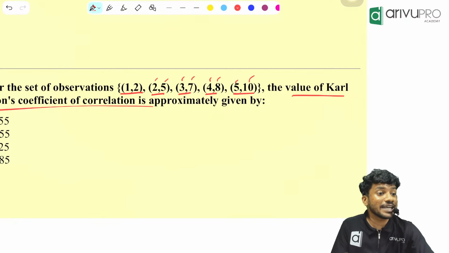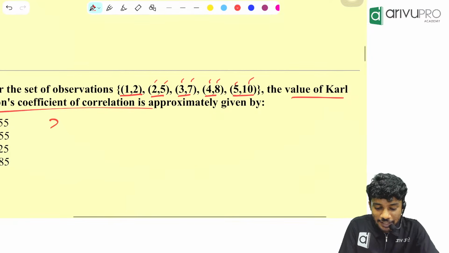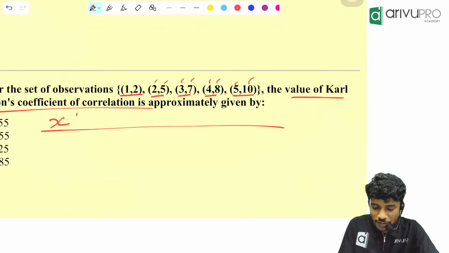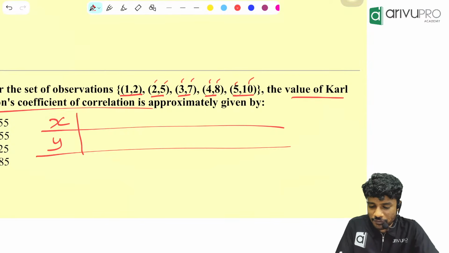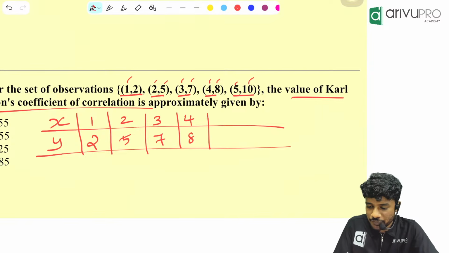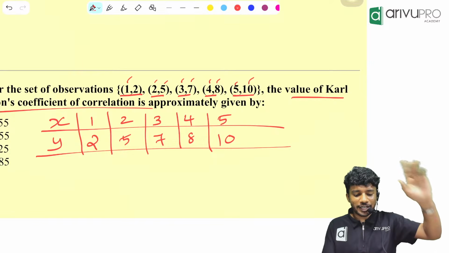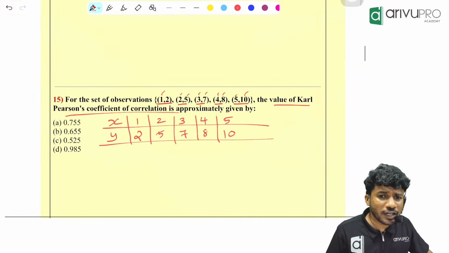Y value is 10. So can I write the X values over here and the Y values over here? Which is the first X value? 1. Corresponding Y variable? 2. Then 2, 5. Then 3, 7. Then 4, 8. Then what people? 5, 10. These are the X and Y values. Everyone understood that?